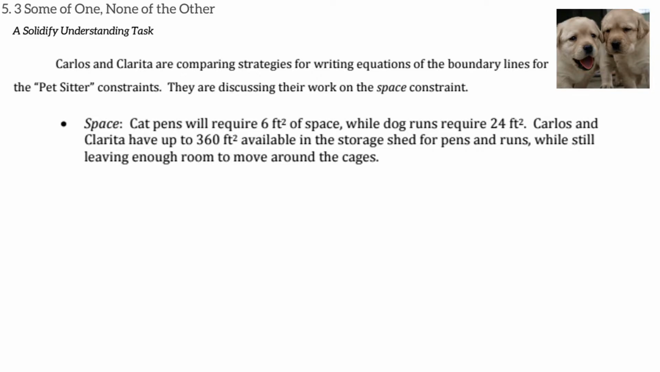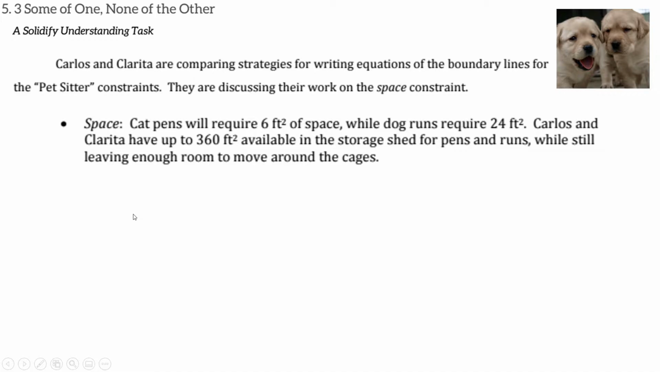So anyway, Carlos and Clarita are comparing strategies for writing equations of the boundary lines for the pet sitter constraints. They are discussing their work on the space constraint. So here's the space constraint. Cat pens will require 6 square feet of space, while dog runs require 24 square feet. Carlos and Clarita have up to 300 square feet available in the storage shed for pens and runs, while still leaving enough room to move around the cages.